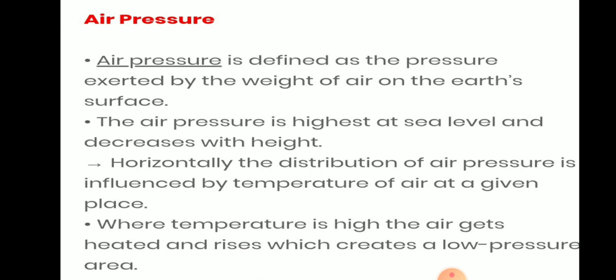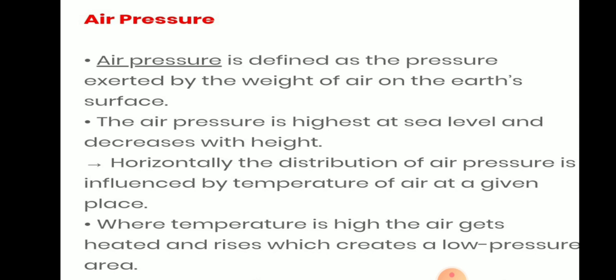After that, we move on to air pressure. How can we define air pressure? It can be defined as the pressure exerted by the weight of air on the surface of the earth. Every object has weight. In the same way, the atmosphere also has its weight. And because of that weight, pressure is given on the surface of the earth by the atmosphere. The air pressure is highest at sea level as the weight of the air is more there. As the thickness is more, the weight is also more there, and the pressure is highest at sea level.